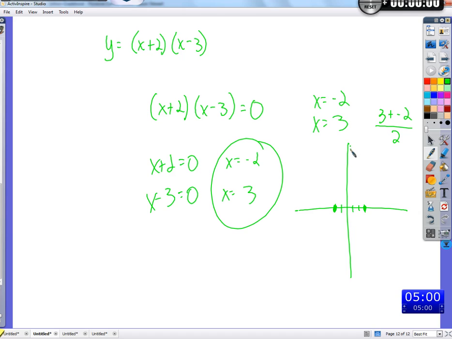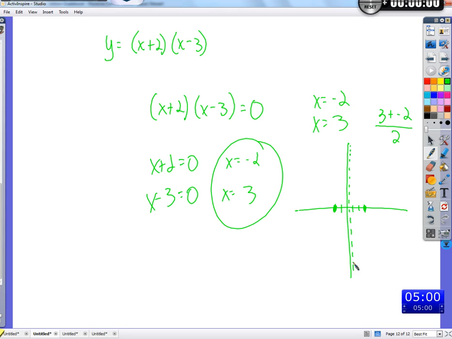So the axis of symmetry goes right through there. And just like before when we found the axis of symmetry, the vertex is somewhere on there. We're plugging that half in there, and that'll tell us where the y value of the vertex is. And then we have enough points to connect and draw this graph. Okay. And what would you do again if you want to write this in standard form?